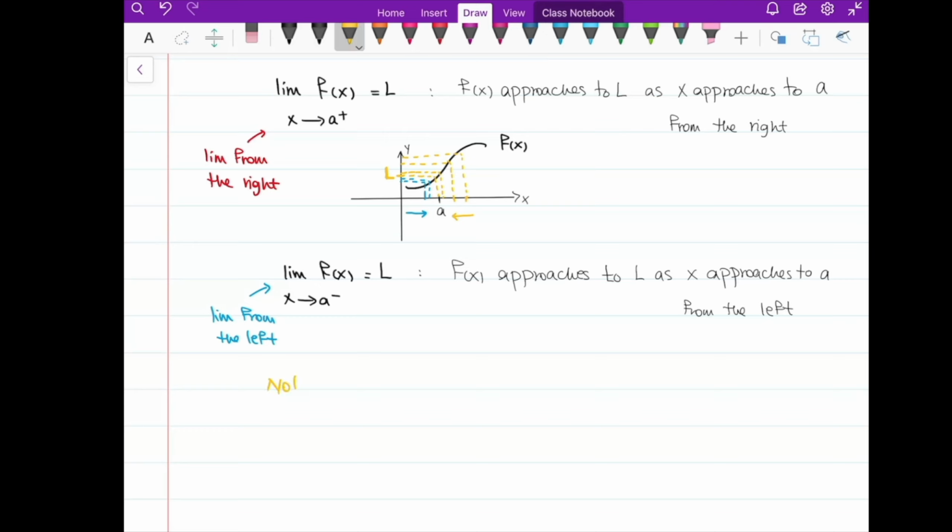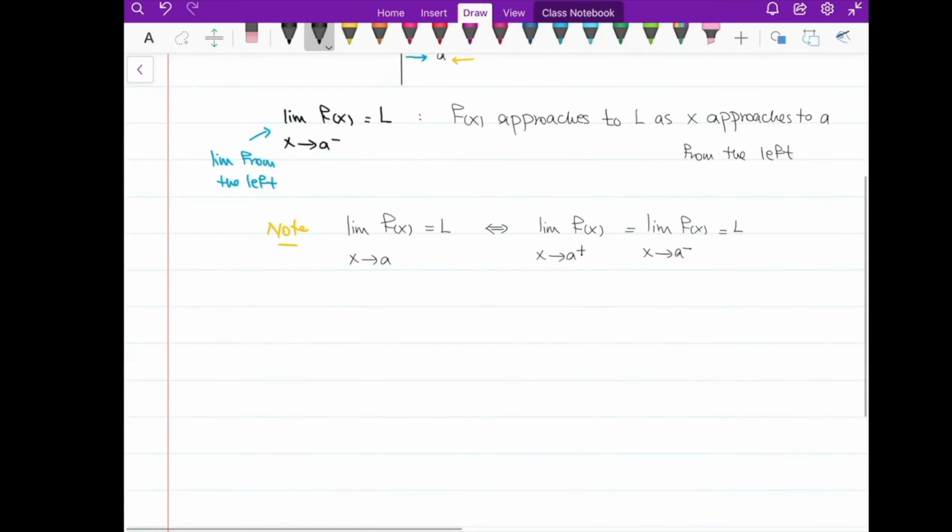So as a note, the limit of f of x as x approaches a is equal to L if and only if the limit of f of x as x approaches a from the right is equal to the limit of f of x as x approaches a from the left. All of them should be equal to the same number. Otherwise, we don't get the limit. If they are not equal to each other, which means that we have a jump, then we say that the limit does not exist.